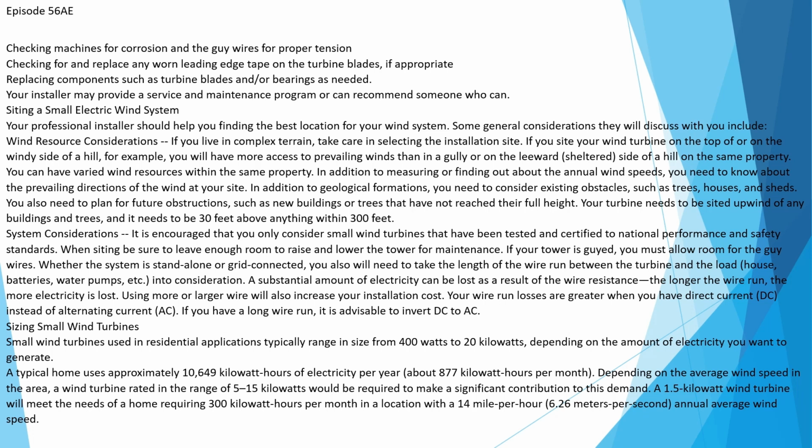Episode 56 AE. Checking machines for corrosion and the guy wires for proper tension. Checking for and replacing any worn leading edge tape on the turbine blades, if appropriate. Replacing components such as turbine blades and/or bearings as needed. Your installer may provide a service and maintenance program or can recommend someone who can.